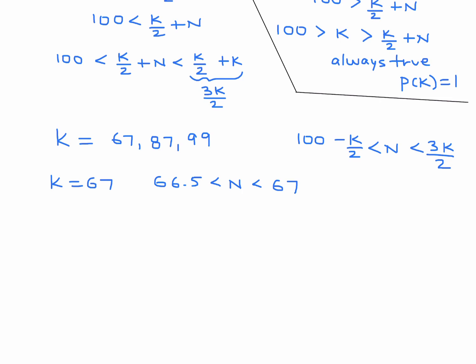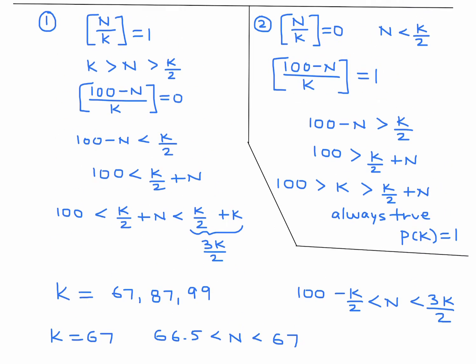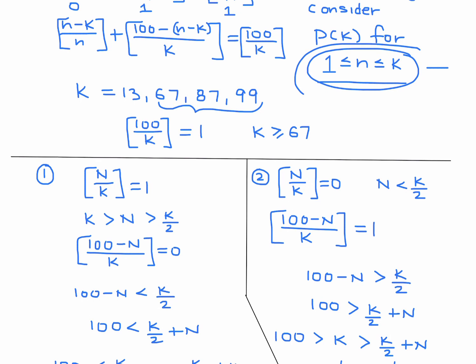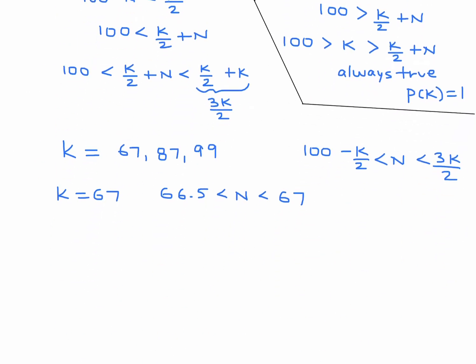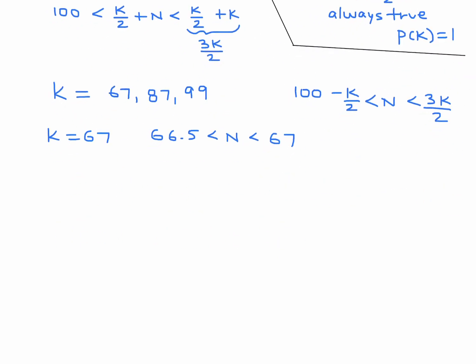Because remember, n is less than k. Right here, our original parameter. n is less than k. So I can't really go up to 3k over 2. I can only really go up to k. So I can only write k there. So that's why when k is 67, we have these numbers.